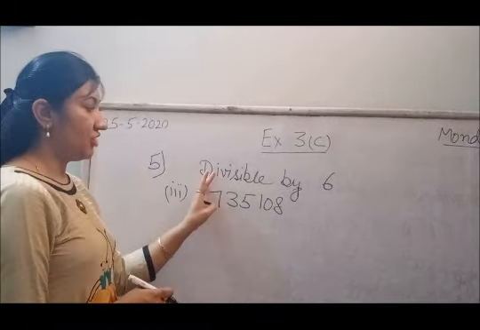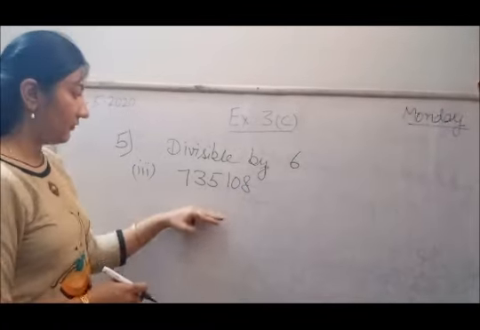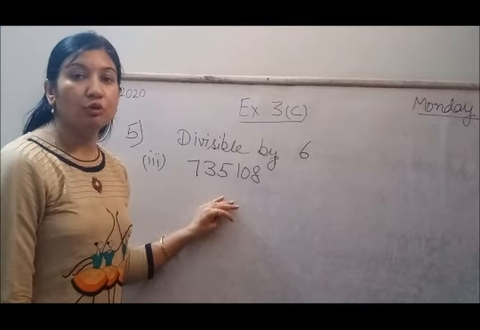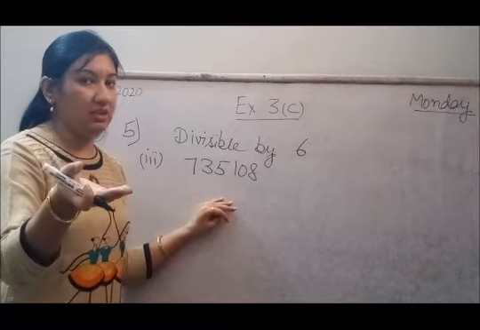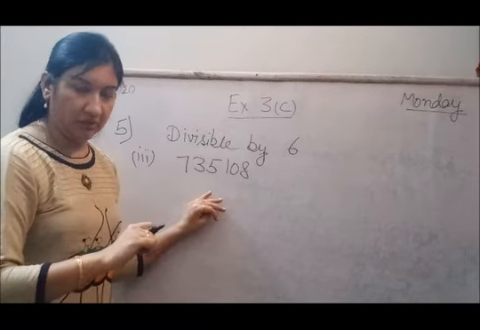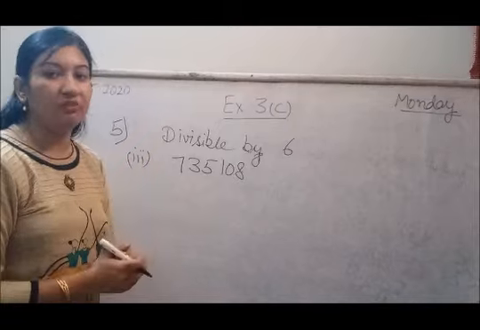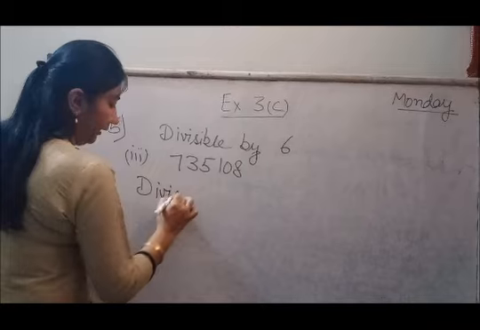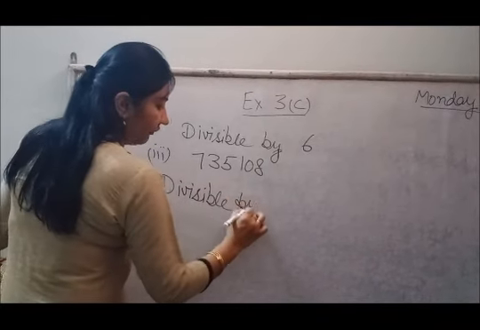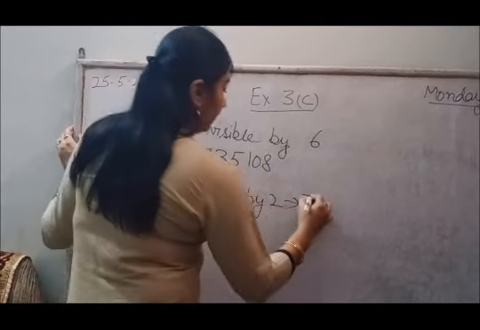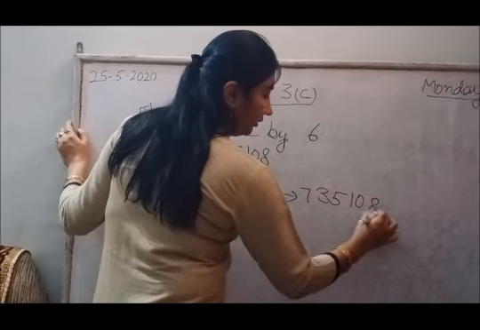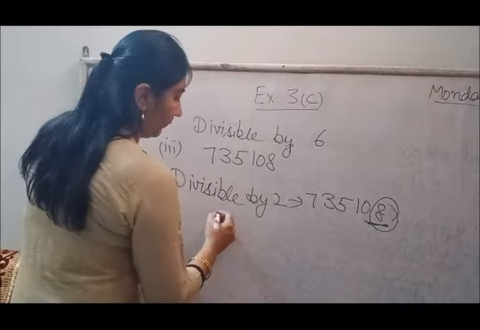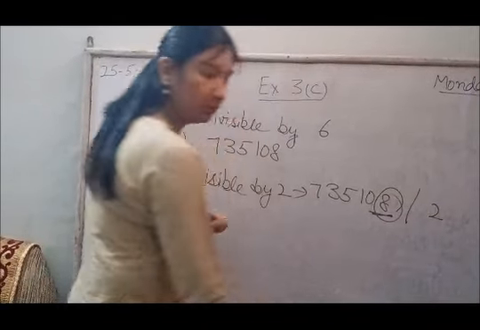This rule will apply in divisibility by 3. Fifth sum, check divisibility by 6. This is the given number. What was the rule of checking this divisibility? The given number should be divisible by 2 and 3. Then that number will be divisible by 6. So we need to check whether this number is divisible by 2 as well as 3. Firstly, we will check its divisibility by 2. 735108. The last digit is 8, which is even. Therefore, it is divisible by 2.